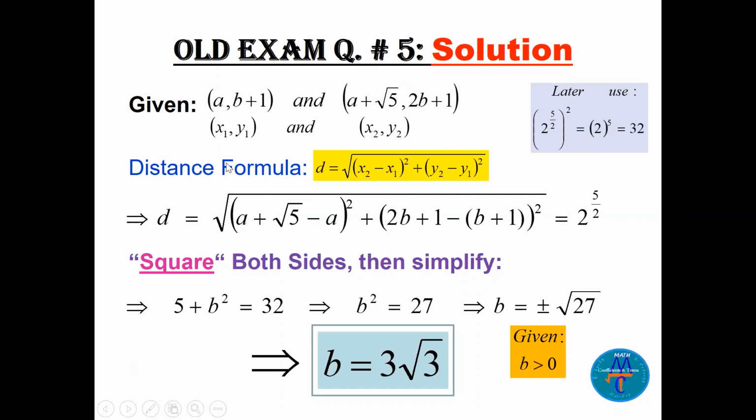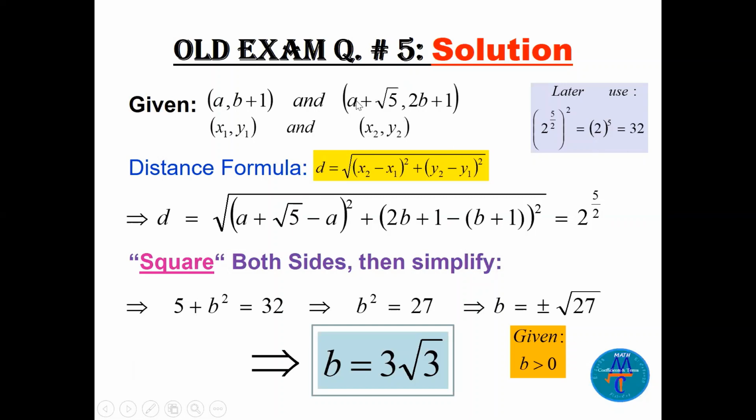So we have the first one, let's call it x1, y1. As usual, in lecture 18, we have done this many times. This is x2, y2. Now let's study the distance formula. Distance is, see, where is that?